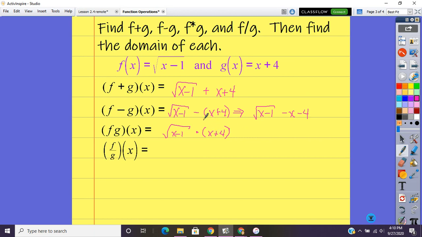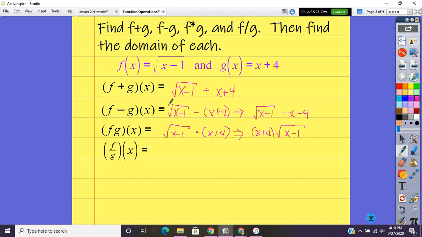I cannot distribute this into a root, so I really can't do anything with it. The only thing I'm going to do is maybe put my non-root piece out front, just because that's a little bit nicer to look at that way, but even that's not a huge deal. So far I've got all my answers here.